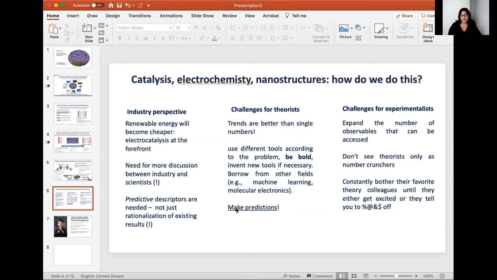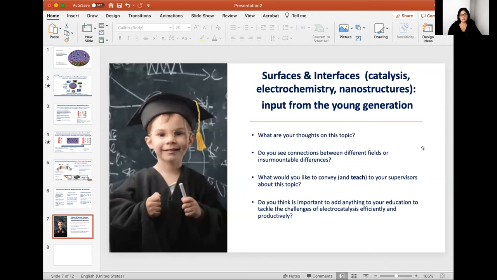To this end, you need to remember that trends are always better than single numbers, and that you need to be able at the very end to use different tools according to the problem, and to be bold, invent new tools if necessary, borrow from other fields, as is being done at the moment. Machine learning and molecular electronics are now combined with traditional surface science approaches. So overall, you are the new generation who will progress the field of surfaces and interfaces.